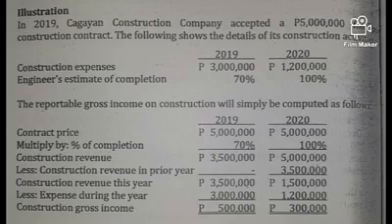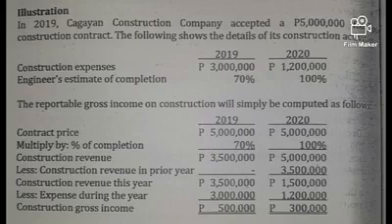So for the year 2019, the construction expenses is 3 million pesos. So 3,500,000 construction revenue less the expenses of 3 million pesos. So the construction gross income now for the year 2019 is 500,000 pesos.